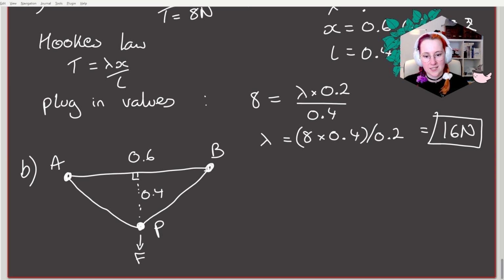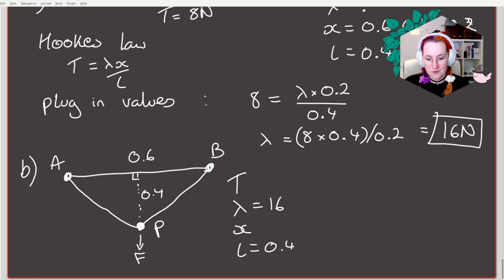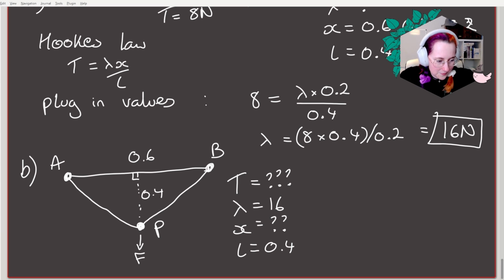So first things first, let's go back to our system. We have that lambda is 16 now. We haven't changed the original length of the string. The original length of the string is still 0.4. We don't have this, and we don't have this. So we can find the new length of the string without needing Hooke's law, and then we can use Hooke's law to find the tension and the force. Okay?